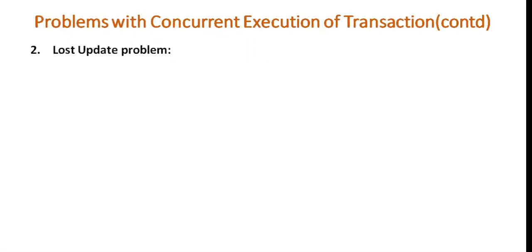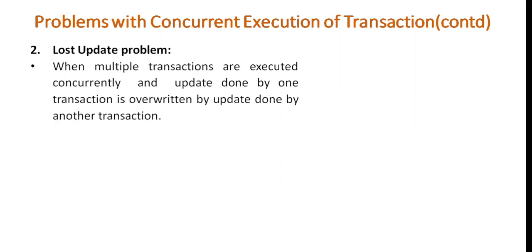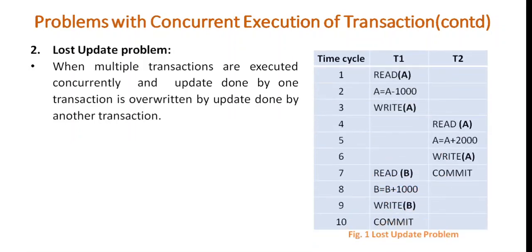The next problem in concurrency is the lost update problem. That is, when multiple transactions are executing concurrently in a system, an update done by one transaction is overwritten by an update done by another transaction. Then it is said that there is a lost update problem. For example, here again we have two transactions T1 and T2. T1 is reading the value of A, then it is updating the value of A. T2 is again reading the value of A at time cycle 4 and it is updating the value of A with rupees 2000 and then it is executing the commit command.